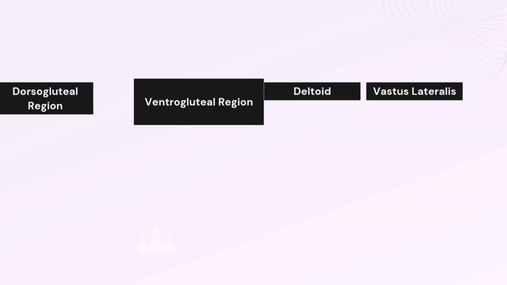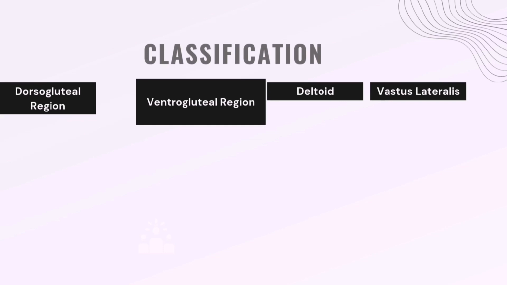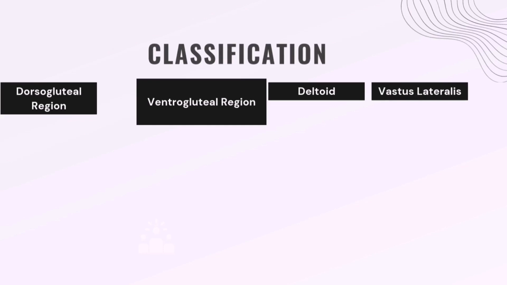Classification: we have four types. First, dorsogluteal region; second, ventrogluteal region; third, deltoid; fourth, vastus lateralis.